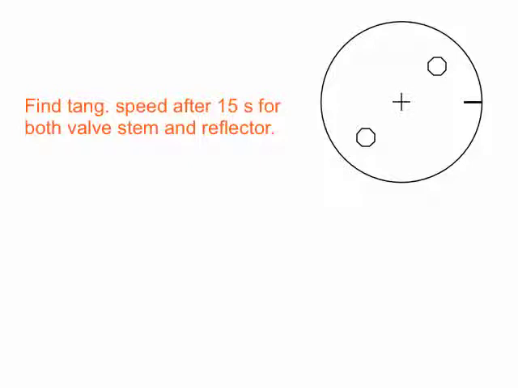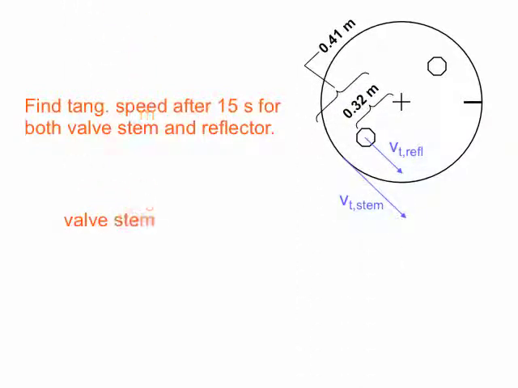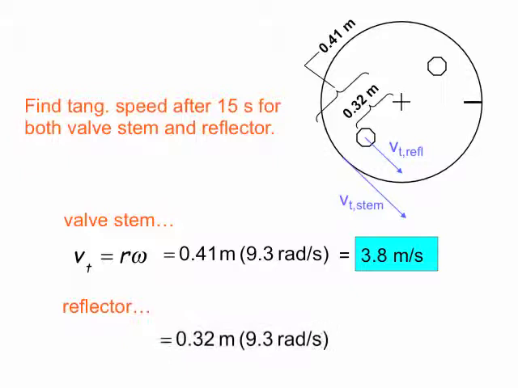So after 15 seconds, what's going to be the tangential speed? Now we need velocities. Okay, same situations. For the valve stem, tangential velocity is radius times angular velocity. So we get 3.8 meters per second. For the reflector, we get 3 meters per second.